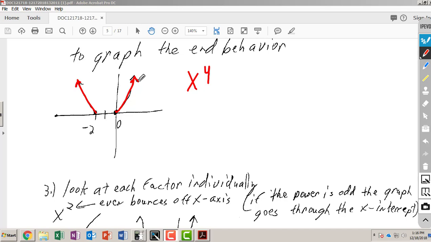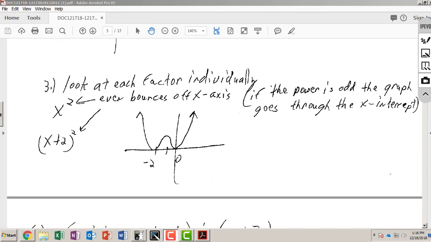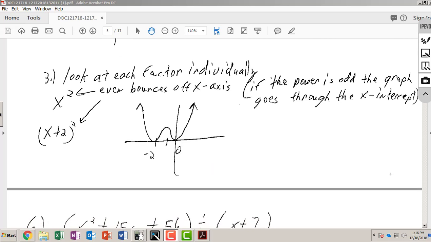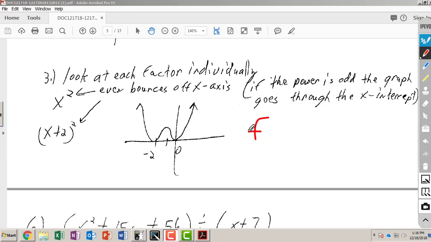Okay, once you've got that done, then your next step, you need to look at each factor individually to determine what each one of these are doing. So if you recall, after we're done factoring it, it looks like my problem was f of x equal to x squared times x plus 2 squared.